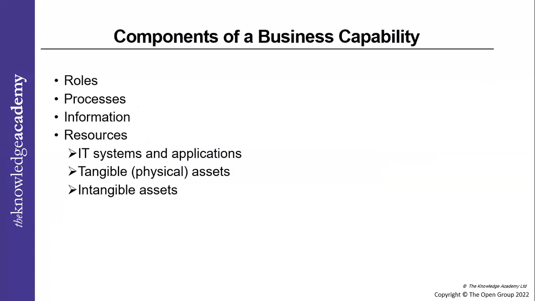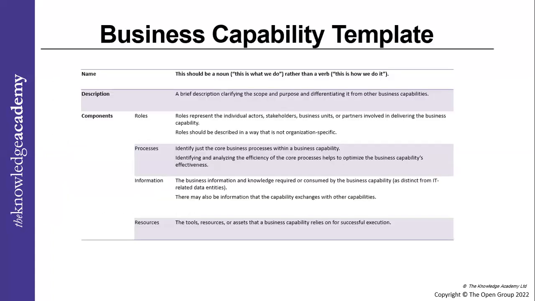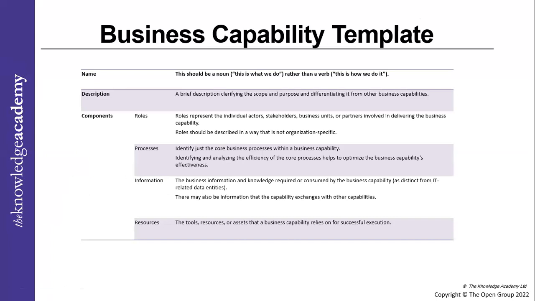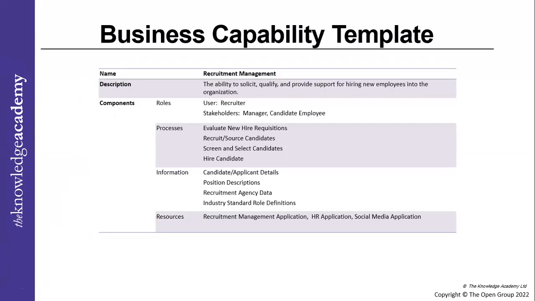Have a look at the components of a business capability. If you look at any capability, what are the different components? We look into the role, the processes, the information, the resources, all these are components, correct? Now, have a look at the template. Every business capability template has a name, description, components, and so on. So this is an example here for you.